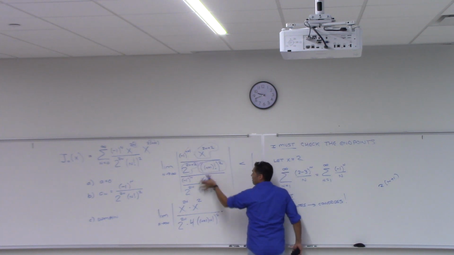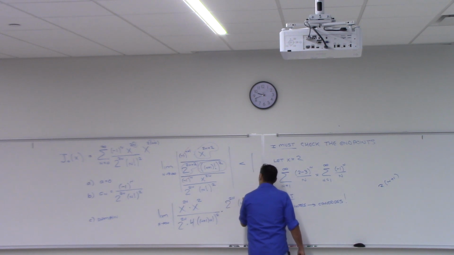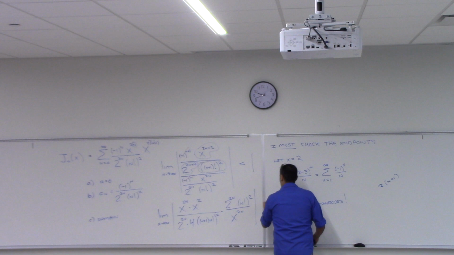Now I'm going to write the bottom flipped over. 2 to the 2n, n factorial squared over x to the 2n. I want all of that to be less than 1.